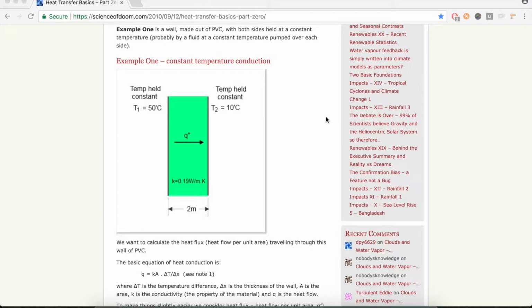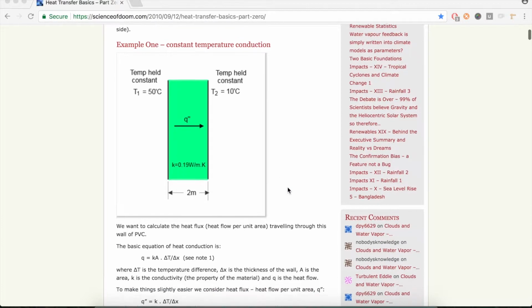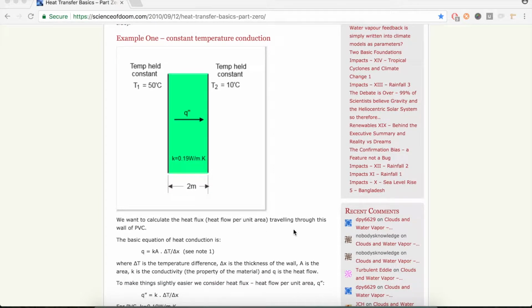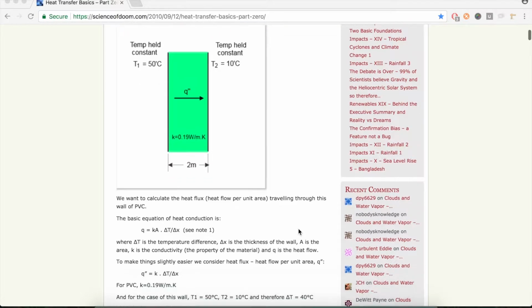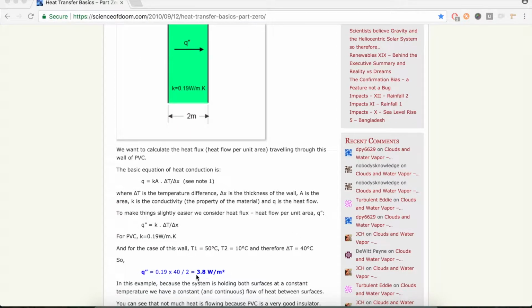The example is about a wall made out of PVC with two boundary conditions. At one side of the wall we have a fixed temperature of 50 Celsius degrees, and at the other side of the wall of 10 Celsius degrees. We also know that the wall has 2 meter width, and of course the conductivity coefficient of the material. We need to calculate the heat flux that travels through the wall. The analytic solution gives us 3.8 watt per square meter.